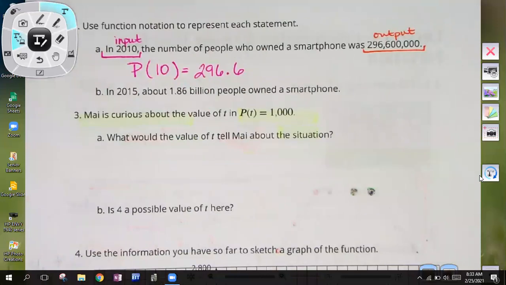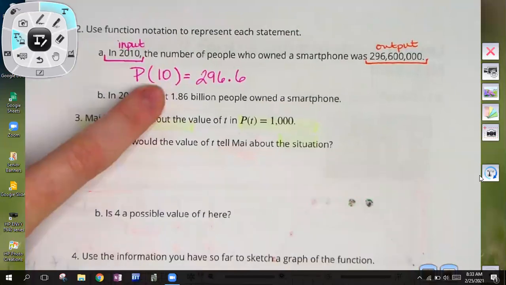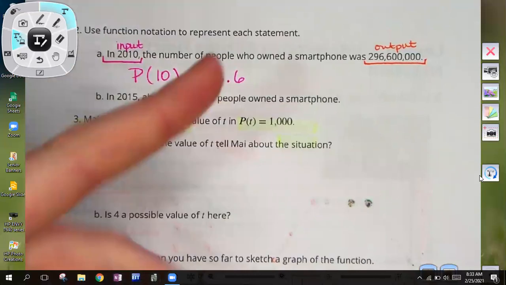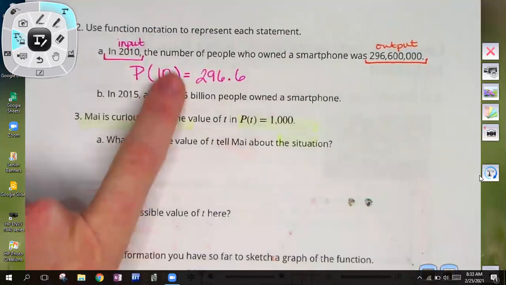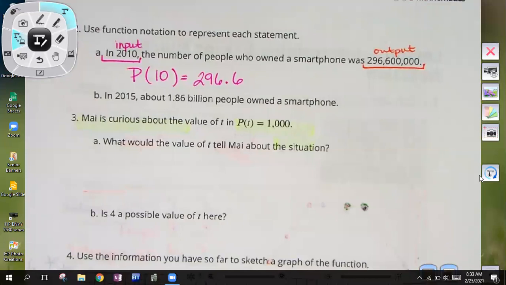When you have that phrase "is a function of," the output comes first in that phrase, because "a function of" means "depends on." So you're saying the output depends on whatever the input is. But when you're writing in function notation, the input technically comes first, it's just whatever's in the parentheses. Good question.